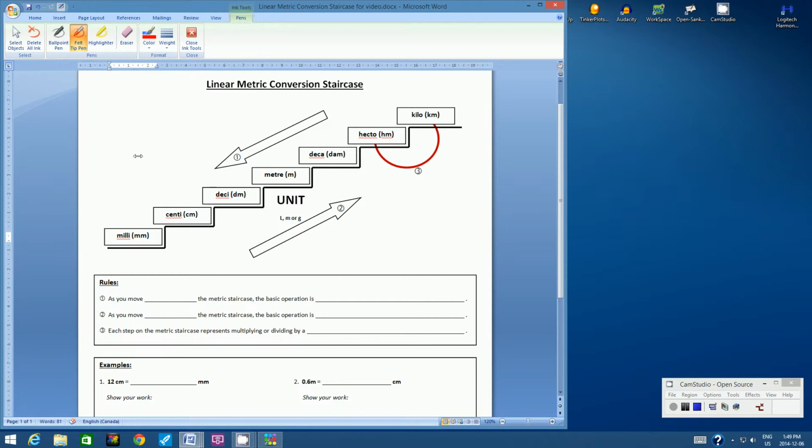So rule number one. Here's a pictorial representation of rule number one. As you move down the metric staircase, the basic operation is multiplication. And I want you to write here in brackets, numbers get bigger.